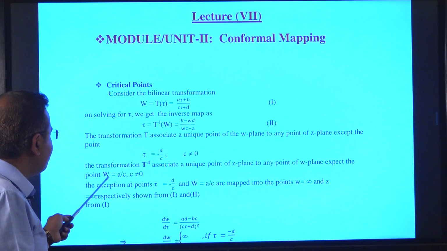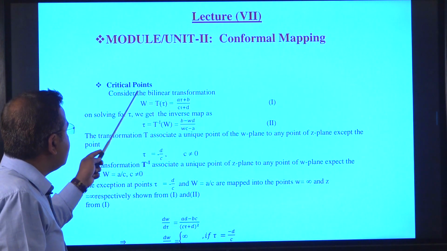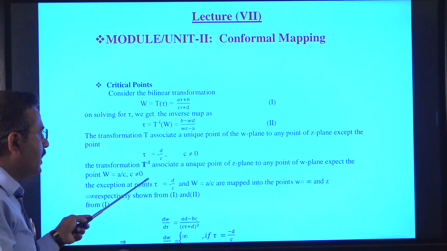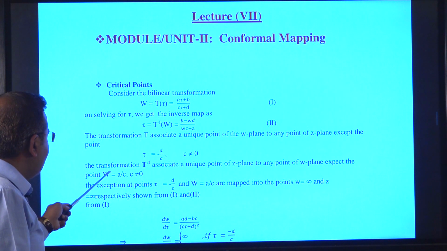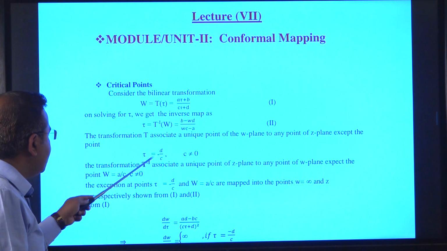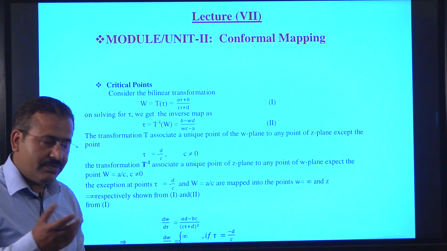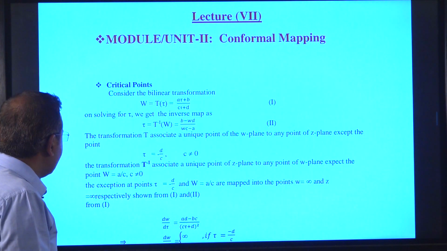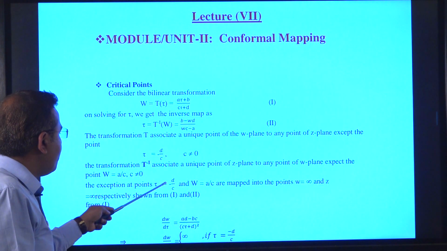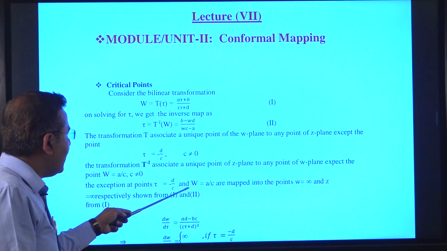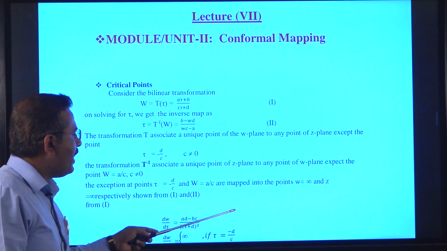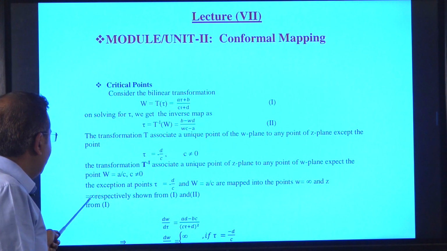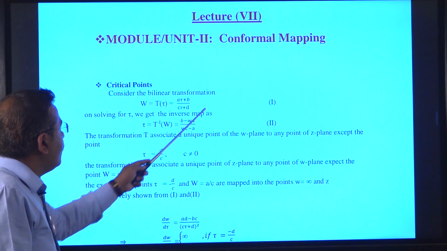This is the result when we talk in terms of W: a unique point of the Z to W plane. In that case, W equal to A by C when C is not equal to 0. When we talk about the inverse result, then tau is minus D by C when C is not equal to 0. So the exceptional points tau equal to minus D by C and W equal to A by C are mapped into the points W equal to infinity and Z equal to infinity respectively, as shown in equations 1 and 2.